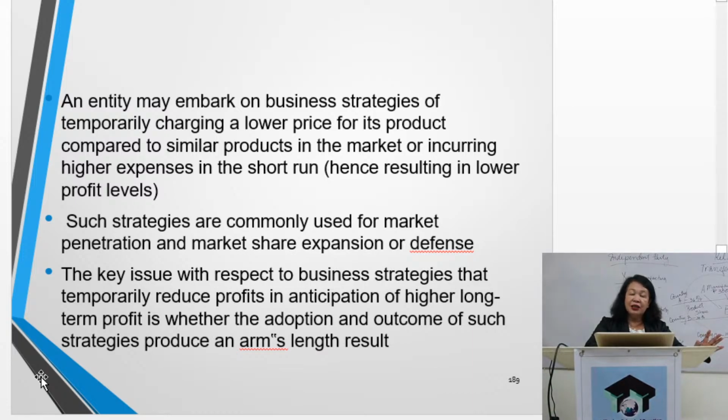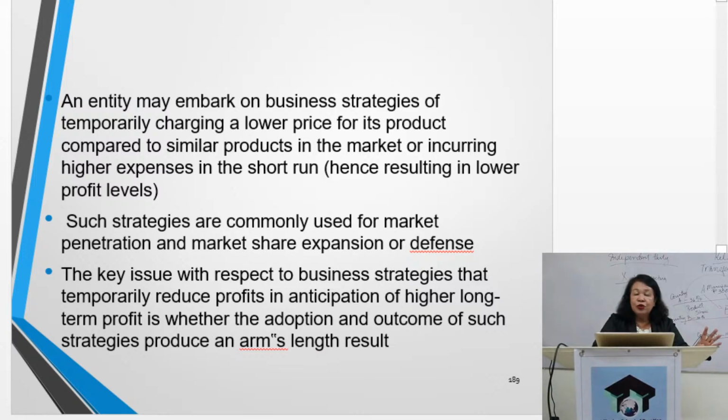Siguro ibenta niya at a loss kasi para maraming bibili at makilala yung kanyang business dahil bago lang sa market, magkaroon siya ng market share, no? So kaya binabaan niya yung presyo, no? So pwede rin magkakaroon siya ng higher na expenses, no? Kung i-promote niya yung kanyang product, no? So depende na yun sa strategy na i-adapt ng company, no?